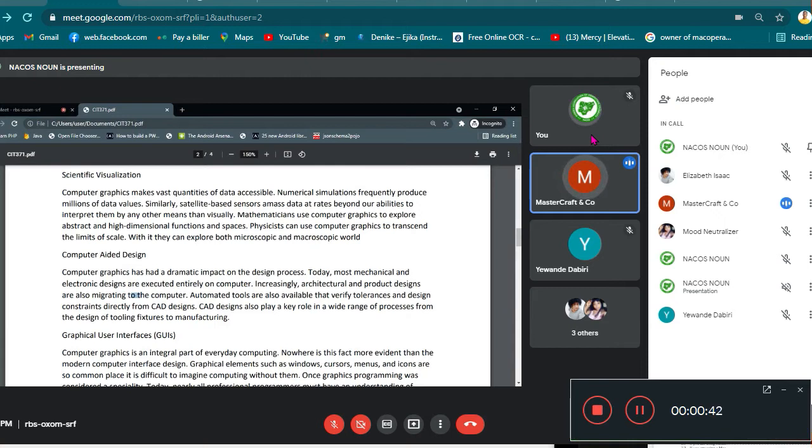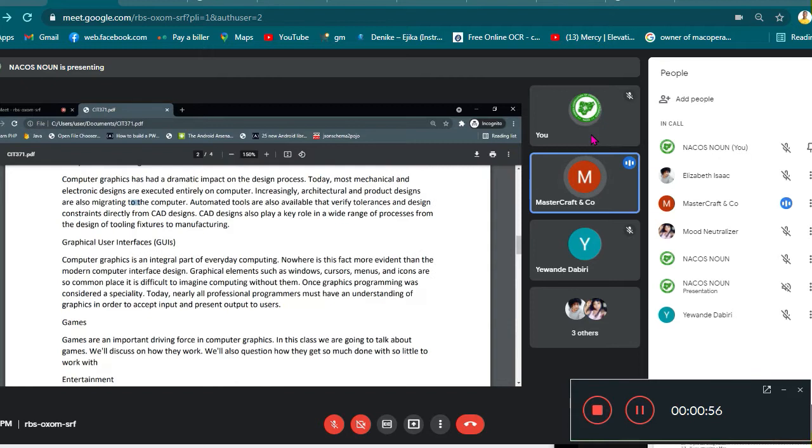Then automated tools are also available that verify tolerances and design constraints in early computer designs. So CAD also plays a key role in a wide range of processes, from the design of tooling fixtures to manufacturing. Yeah, that's all about computer-aided design.